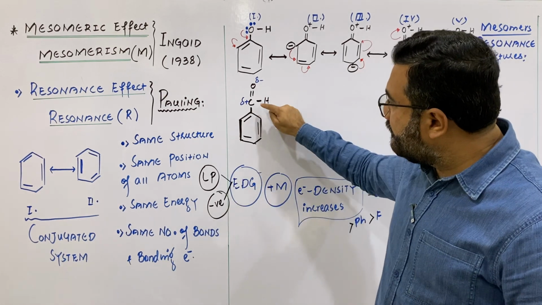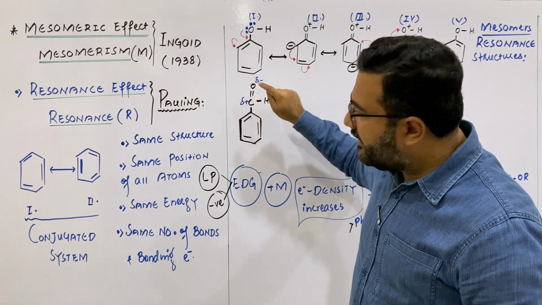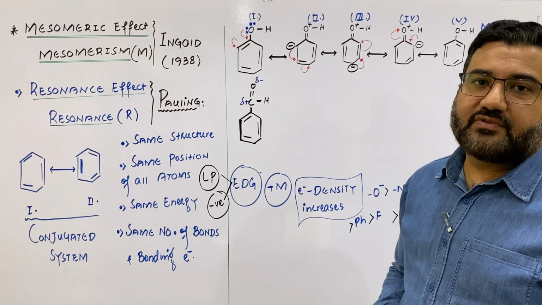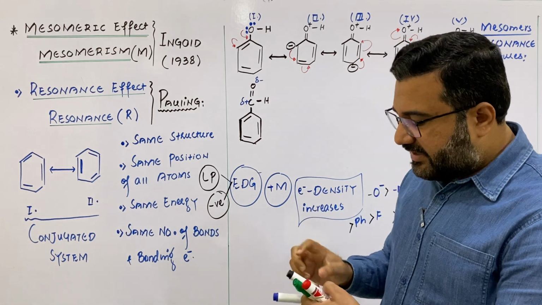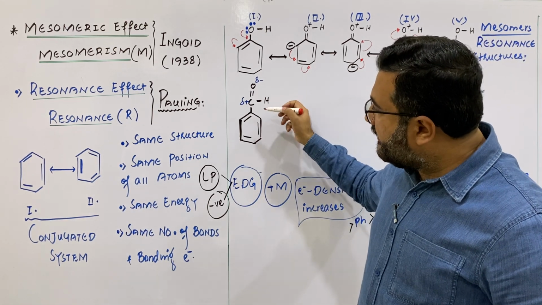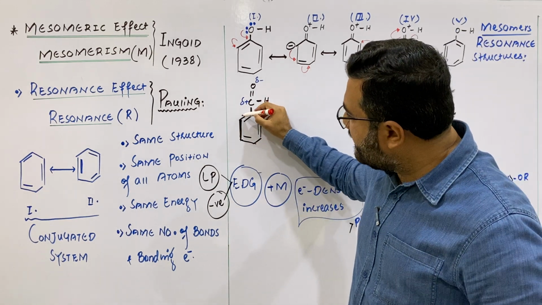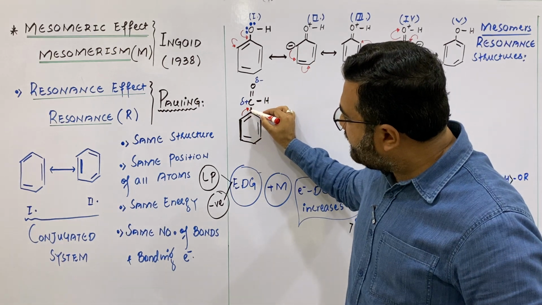Why is it electron poor? Because it is attached to a highly electronegative atom, oxygen. Oxygen will take bonding electrons from the carbon and the carbon will become electron poor. So this carbon, instead of giving electrons to the conjugated system, will withdraw electrons from the benzene. So this pi bond will be shifted here.